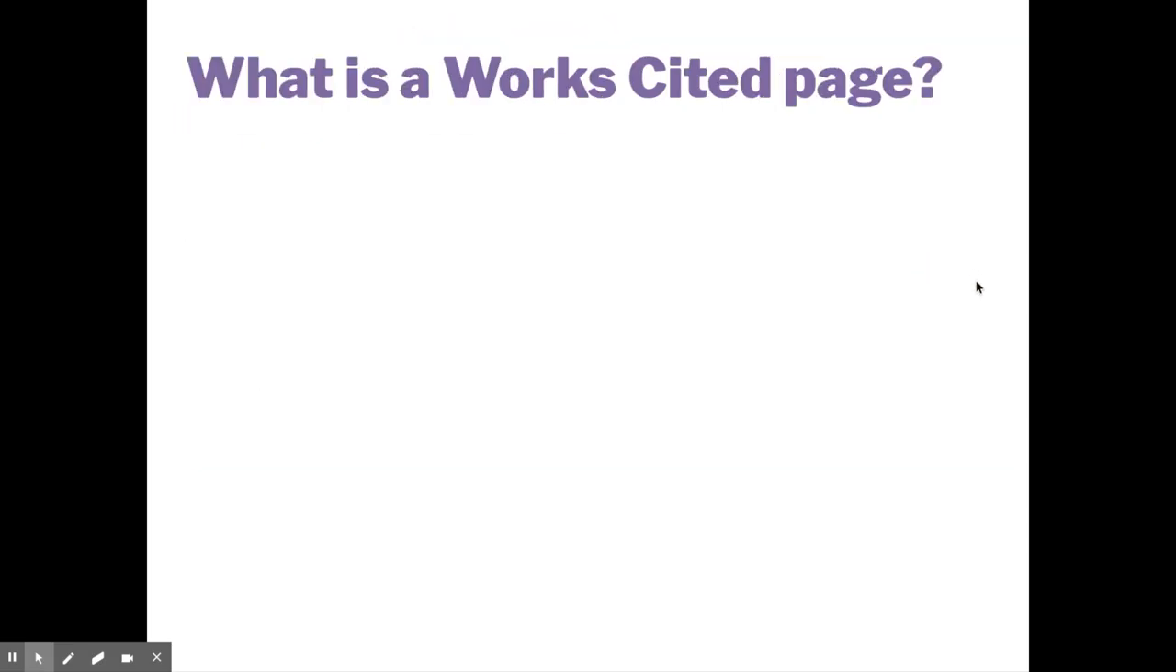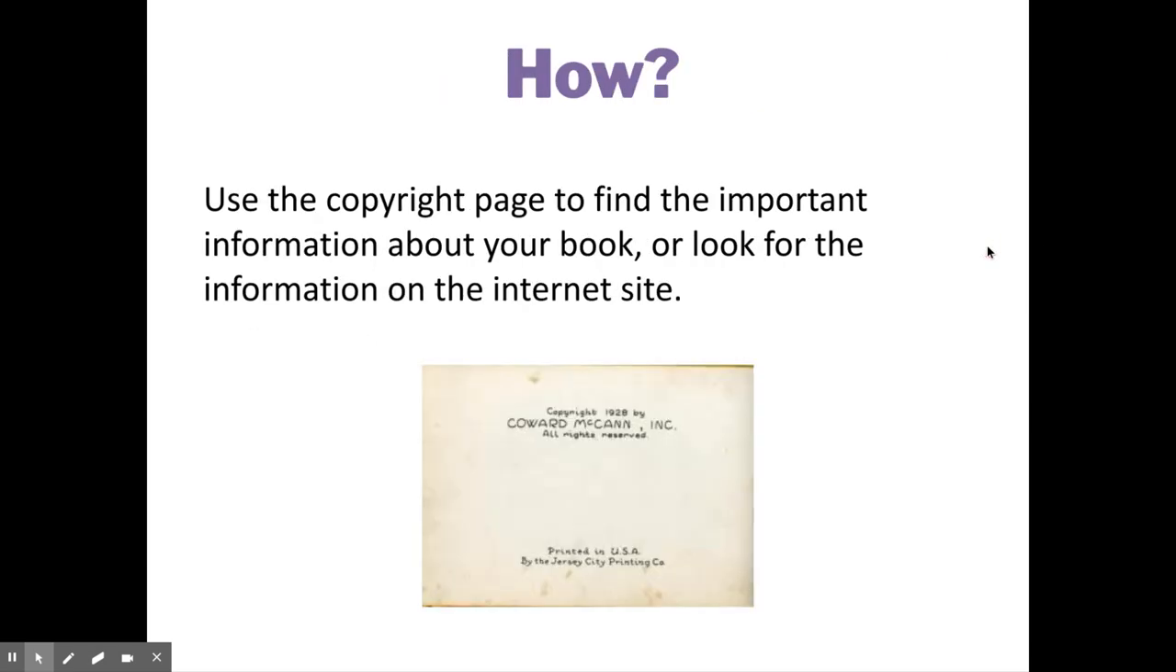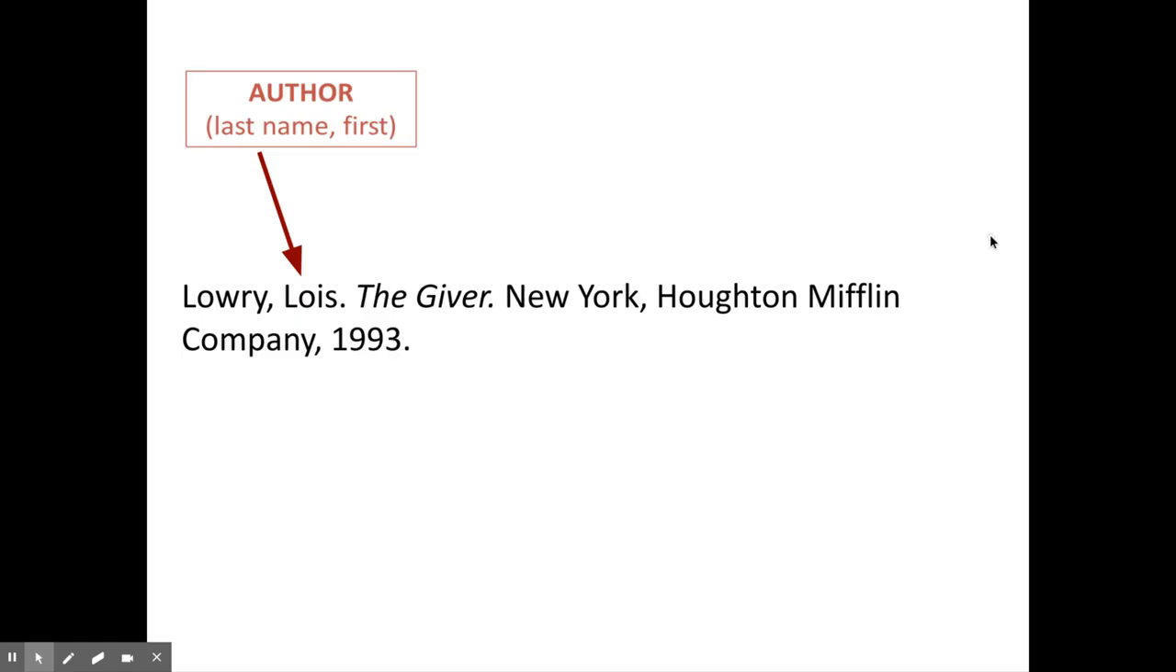So you might be asking, well, what is a works cited page? It is basically just a listing of all the sources you use to compose your writing with different specific pieces of information. It'll be the last page of your document. So how are you going to do this? If you're using a book, you're going to use the copyright page to find important information. Or if you're using a website, you'll look for the information usually at either the very top of the website or at the very bottom of the website.